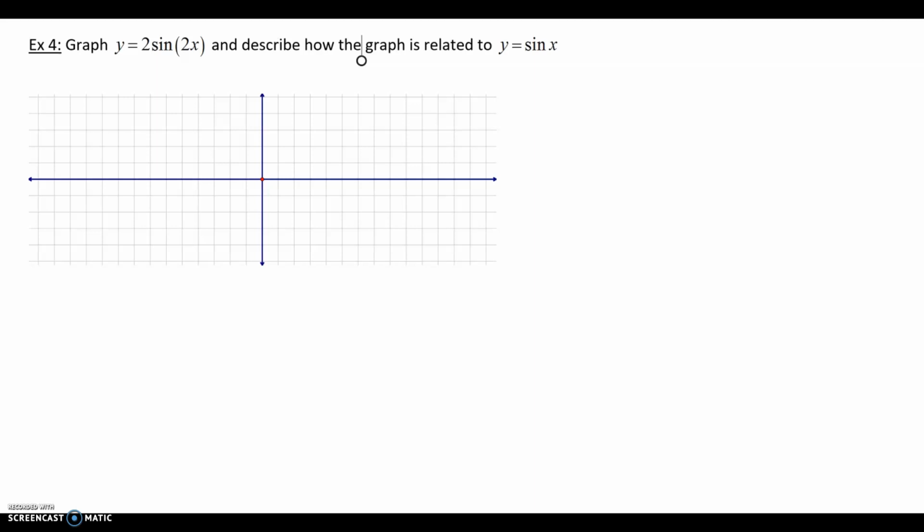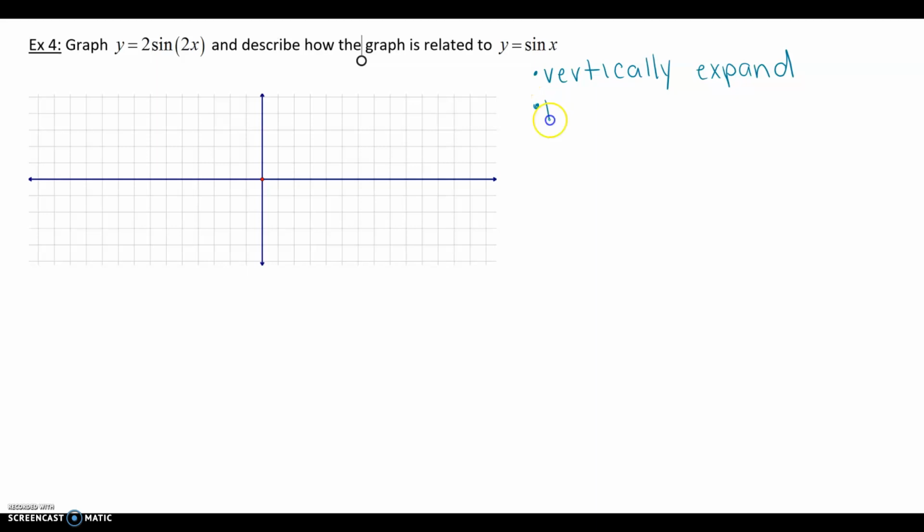Alright, so for this example, we have graph y equals 2 sine of 2x, and describe how the graph is related to y equals sine of x. So let's do the description first. So the 2 on the outside is just going to vertically expand. And that's it. And then that 2 inside the parentheses, remember, is affecting the x values, therefore the horizontal.